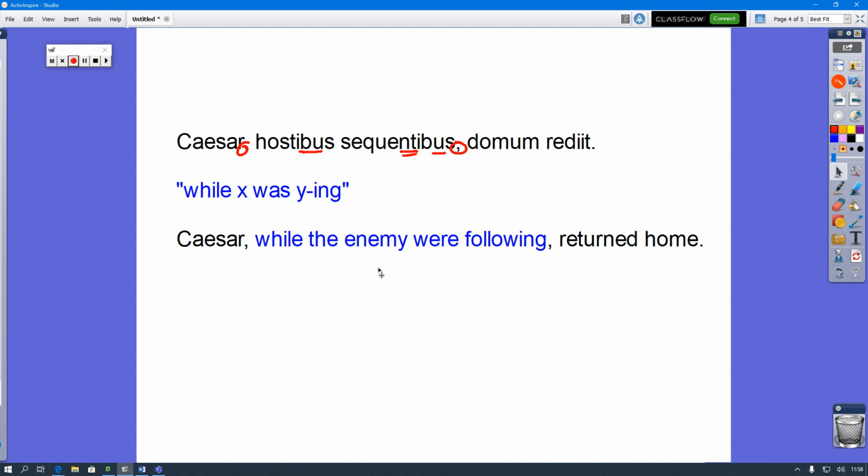Now once again, "while X was Y'ing" is a good way of thinking about the translation to start with, but there might be a better way of saying this in English. So instead of saying "while the enemy were following," I think it might sound better if I said "with the enemy following." Caesar, with the enemy following, returned home. Again, start with "while X was Y'ing" and then just tweak it to make a better English translation.